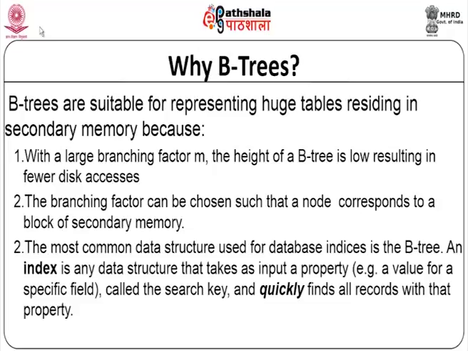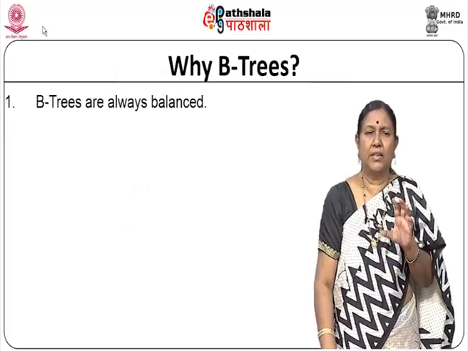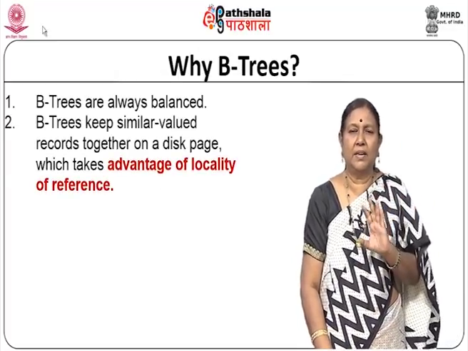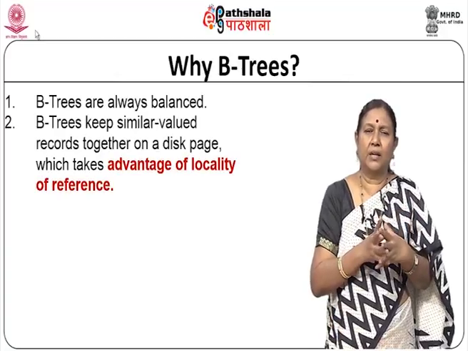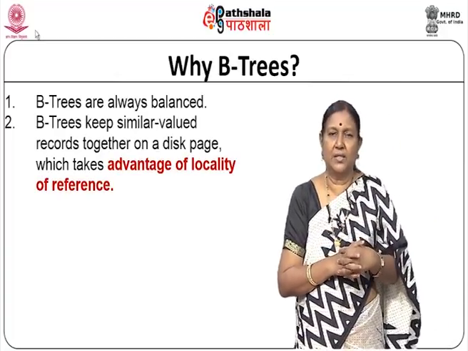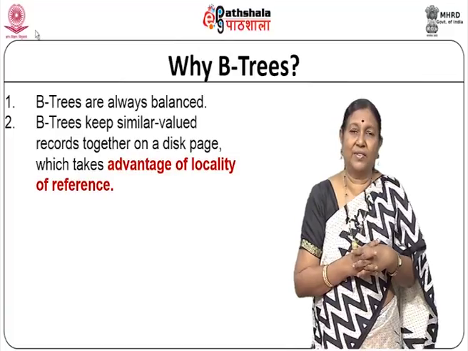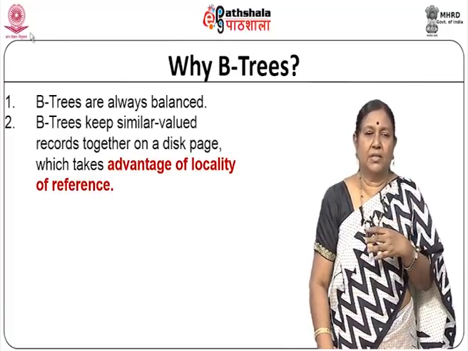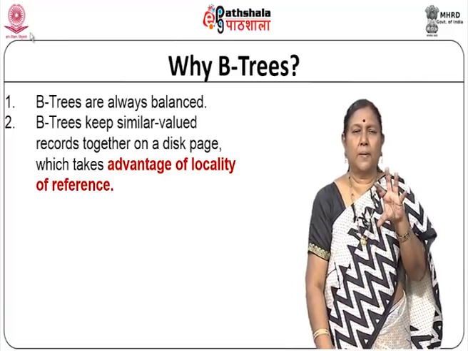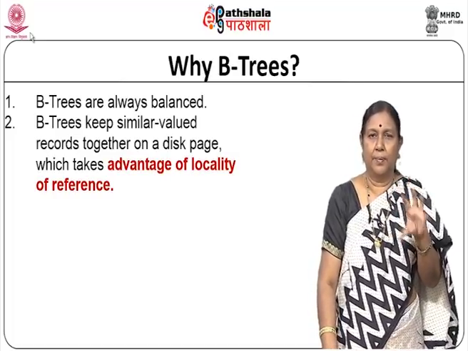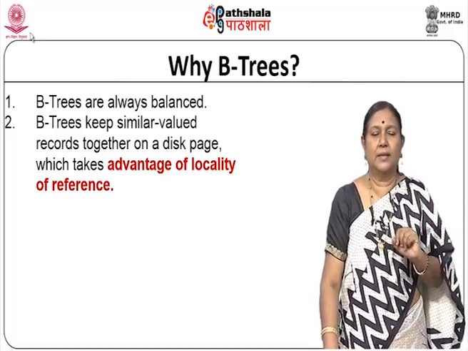And the most common data structure used for database indices is the B tree, and an index is any data structure that takes as input a value for a specific field, called a search key, and quickly retrieves the actual records. Now, B trees are always balanced. B trees keep similar valued records together on a disk page, which takes advantage of the locality of reference. So, the locality of reference is taken care of by B trees, because all those records are kept in somewhat the same area in the disk.